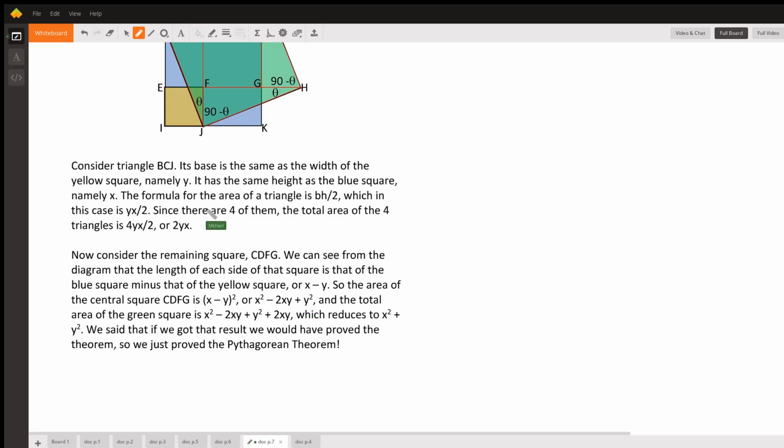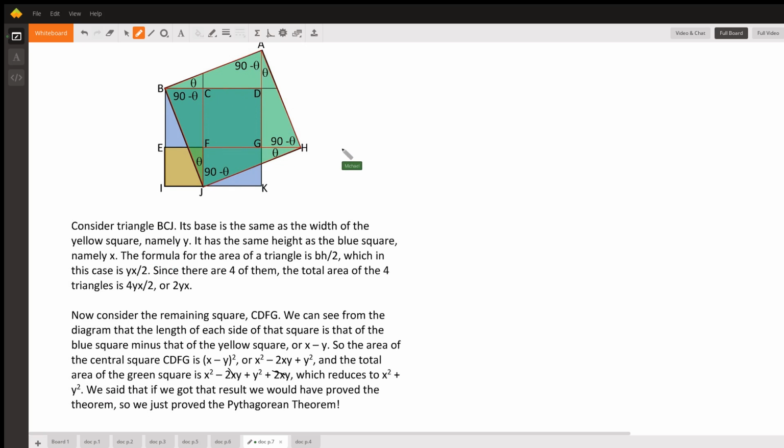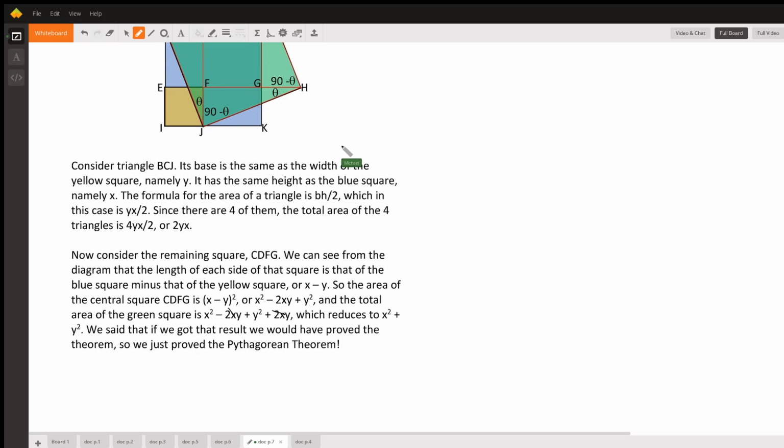And for the total area of the green square, we add the area of the triangles, which is 2xy. But this cancels that. And so we get x squared plus y squared for the area of the green square. And we said that if we could prove that, we would have proved the theorem. So we did. We just proved the Pythagorean theorem.